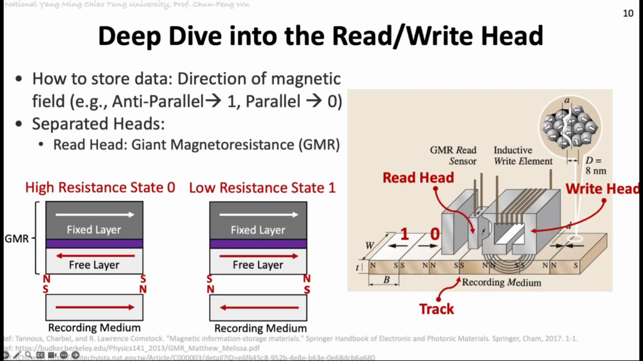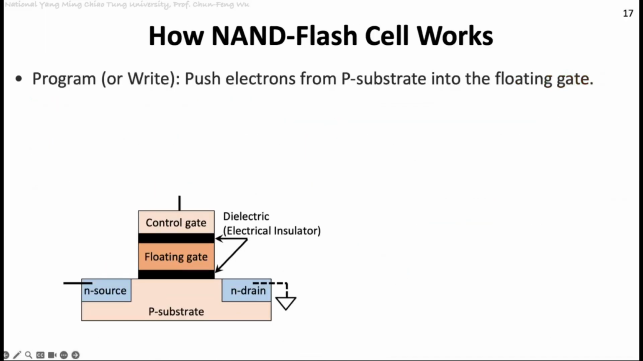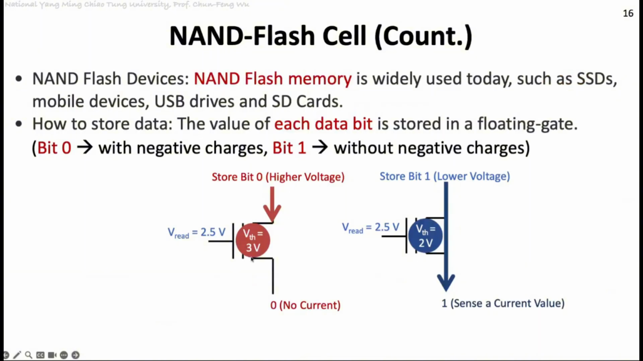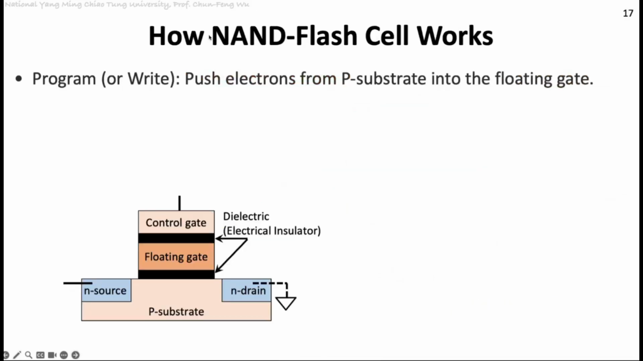And let's keep going on with the SSD. We stopped here, right? We were saying why, if there is an electron inside the floating gate, then when you use a V-read, the current cannot pass through this structure. Okay, so the reason is like this. This is a little bit electric, but yep. Okay, so for the program, we push the electrons from the P substrate into the floating gate. So this is a P substrate, and we are going to push the electrons inside the floating gate.